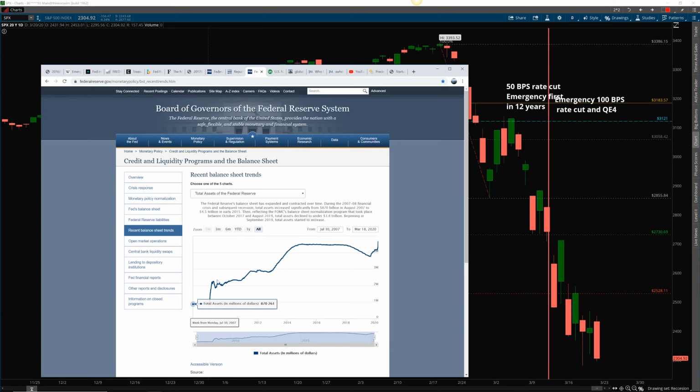Now, when they start adding this type of liquidity, this is a chart of the Federal Reserve's balance sheet. Okay, coming out of 2008, the balance sheet grew. They're taking assets onto their books. They can take unlimited assets onto the books. They started tightening. And then they realized that the market couldn't handle it. The market could not handle the tightening.